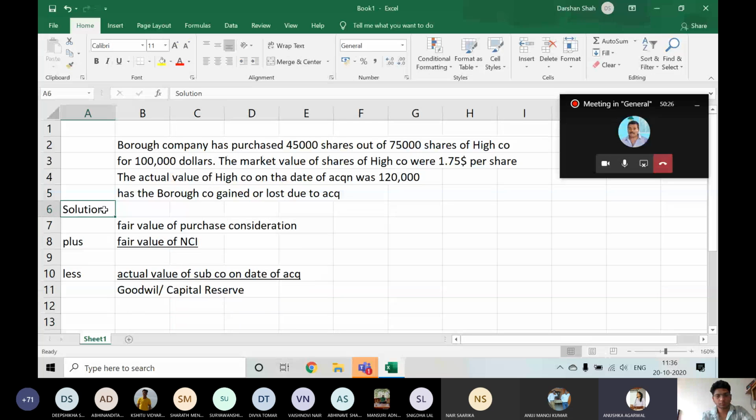Sir, 32,500. Okay, 32,500, gain or loss? Loss. Okay. If it is a loss, should we call it goodwill or capital reserve? Capital reserve. Okay. Yes. What about the others? What is the amount?